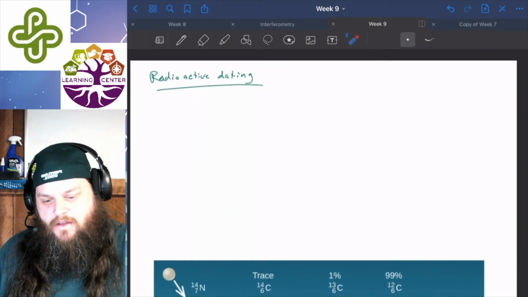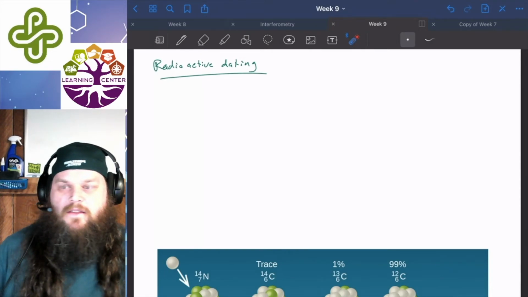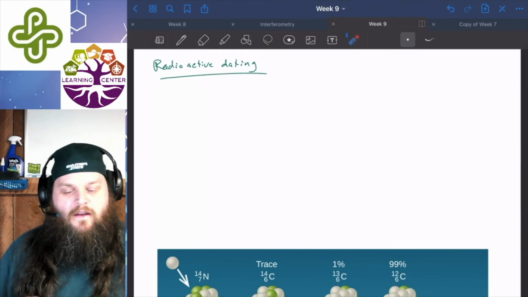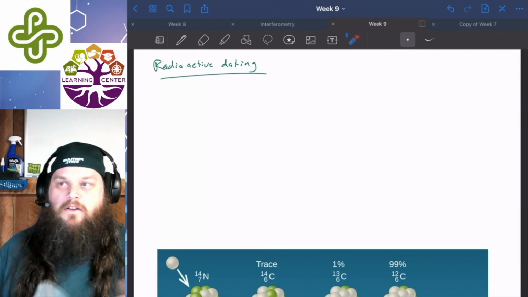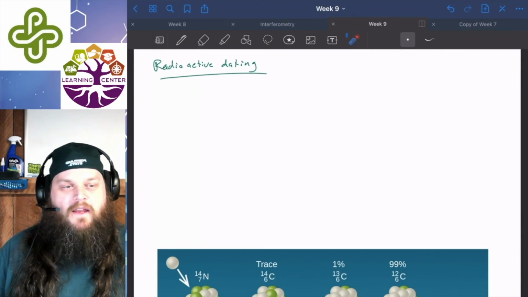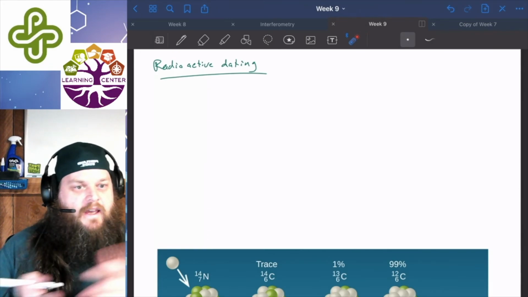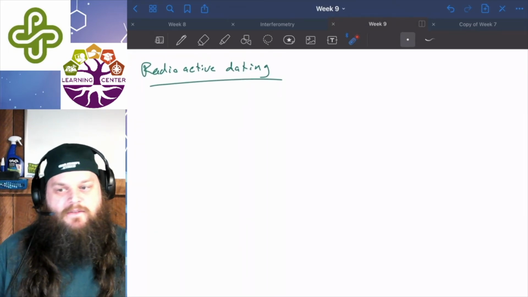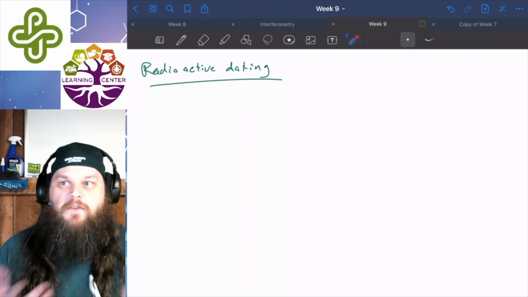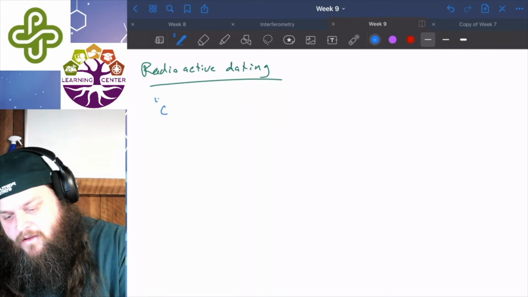So let's go on and talk about radioactive dating. Radioactive dating is the use of this idea of the half-life of things, focusing usually on carbon dating. Carbon dating is talking about how long it takes for carbon-14 to decay down into carbon-12. Because for carbon, there are different ratios of carbon and different types of carbon. So there is a carbon-14.